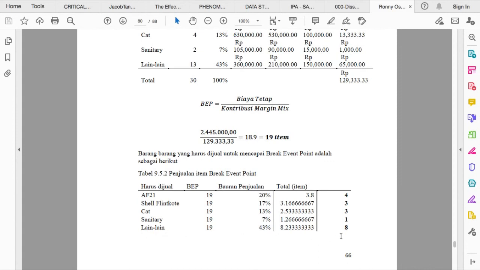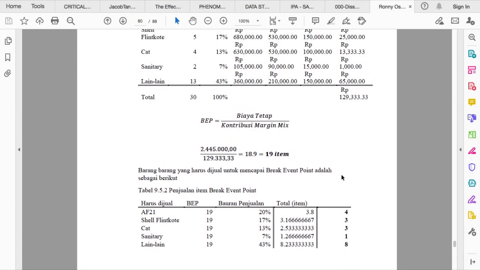So all these are the number of items that he has to sell per month as his break-even point, or break-even units, for his business not to make a loss. And of course, he's also not making profit, because break-even is the number of units that you sell to just nicely cover the total cost. All right, so that is the end of my explanation.